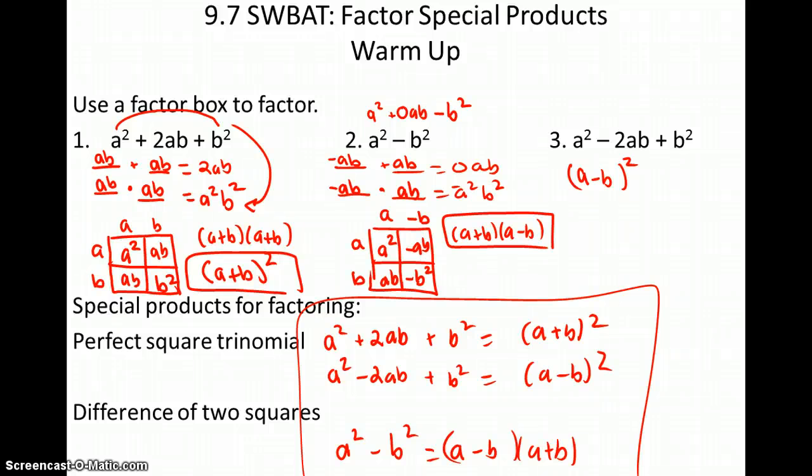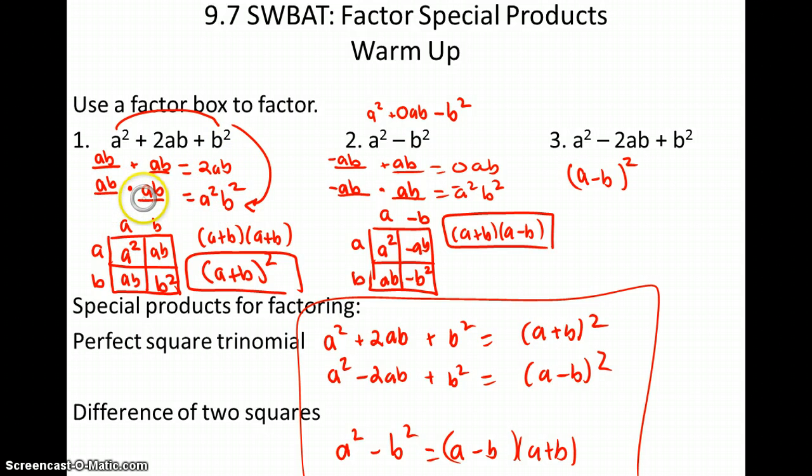Factor special products. So you're supposed to have factored 1, 2, and 3 using the box method that you learned a couple days ago. And so for number 1, just to review it, you set up your box. You put your first term in your first box, and you put your last term in the last box. Then you're looking for two numbers that multiply to give you a squared b squared, and add to give you 2ab. I know normally you have this in the bottom and this in the top. So what are the two things?